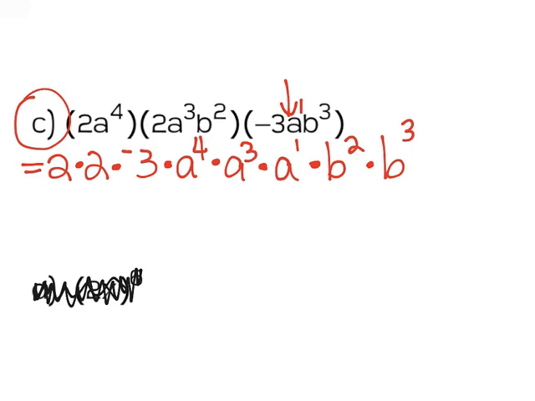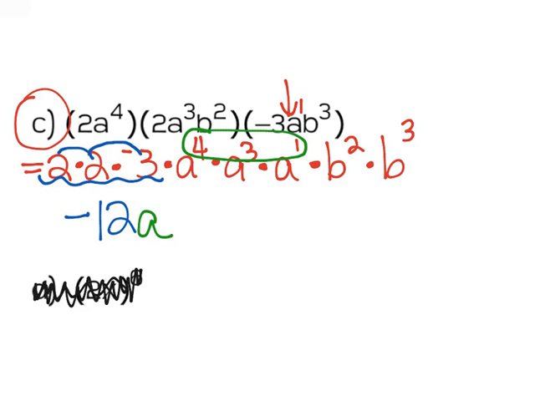And now that we have these expanded, it makes it really easy for us to go ahead and apply the laws of exponents. So for the coefficients, we're going to multiply those out. 2 times 2 is 4, times negative 3 is negative 12. Here, we'll need to keep the base of a. So we'll have a, and we'll need to add the exponents. 4 plus 3 is 7, plus 1 is 8.